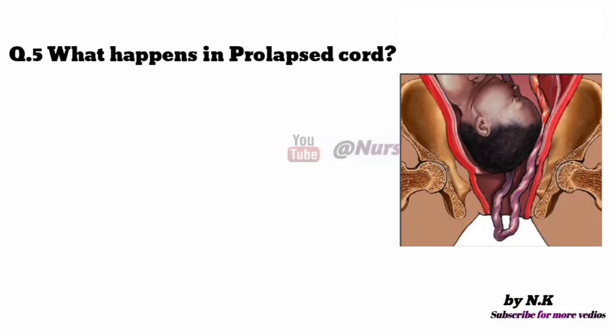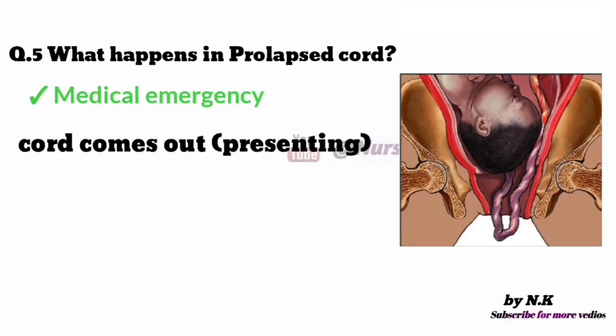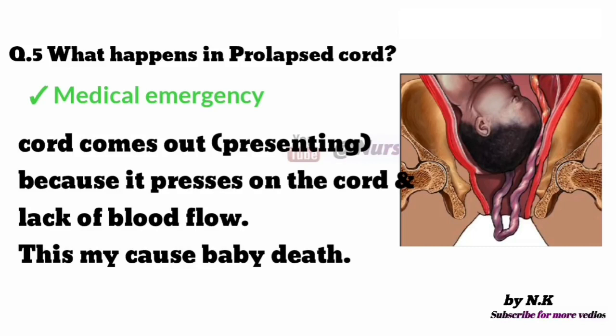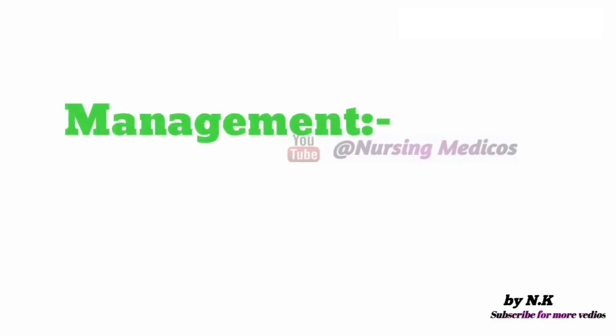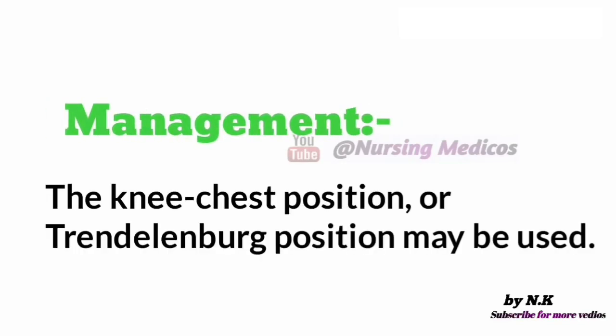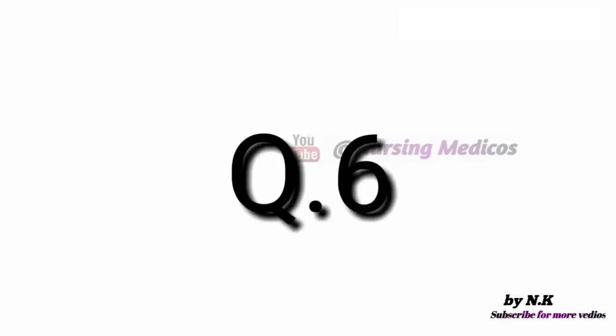Next one, fifth one. What happens in prolapse cord? This is the picture of prolapse cord. Umbilical cord is outside. This is a medical emergency. Cord comes out, we can see, because it presses on the umbilical cord, there is less blood supply. This may cause baby death. For that management, we have to give knee chest position or Trendelenburg position. That is the management that is very important for all exams.